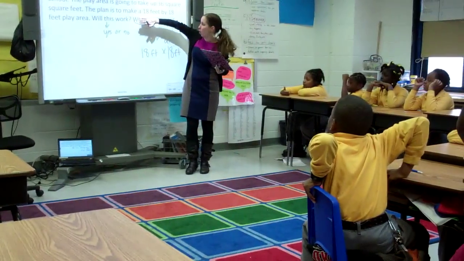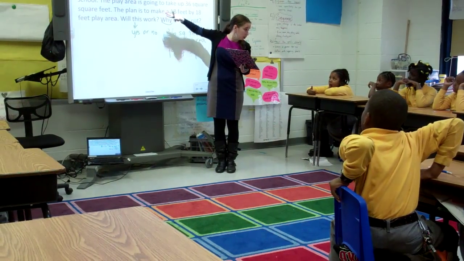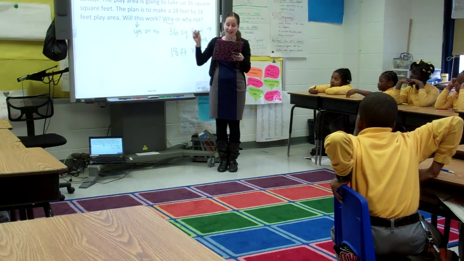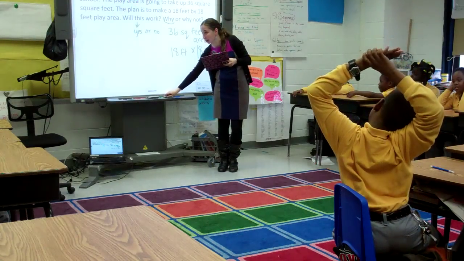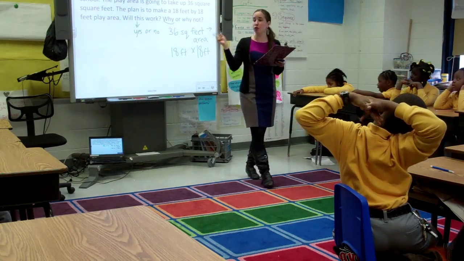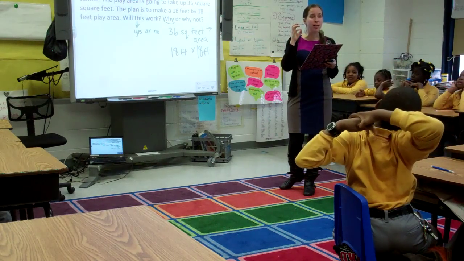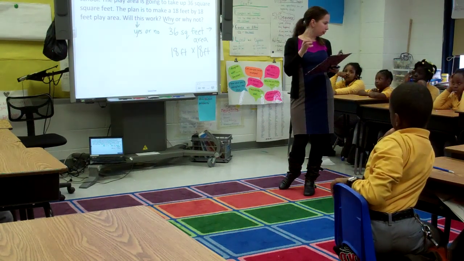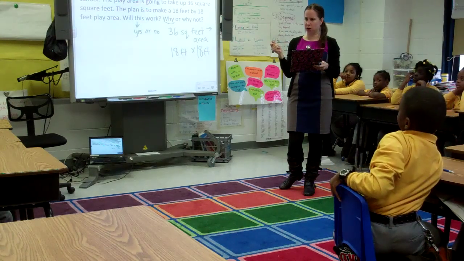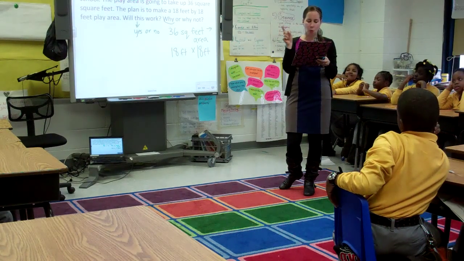Will this work? Yes or no? If that was the only thing that was written on the paper, your answer would either be yes or no. But then we've got that why, and that tells me I have to give information to back up my yes or my no, right? Okay, so now we know what we're solving for. We're solving to see if this plan will work, and then we're explaining why or why not.